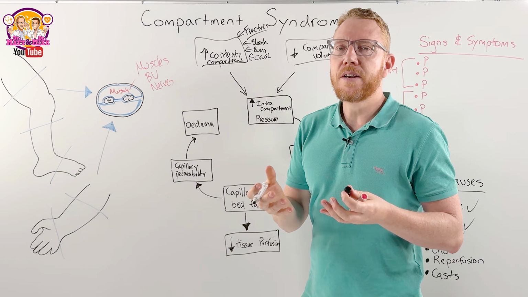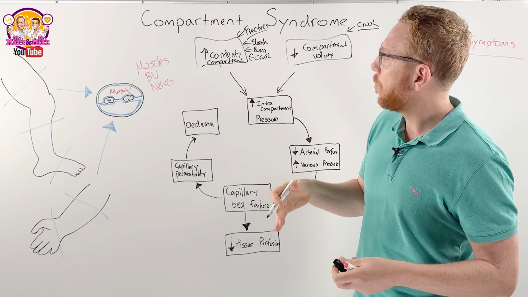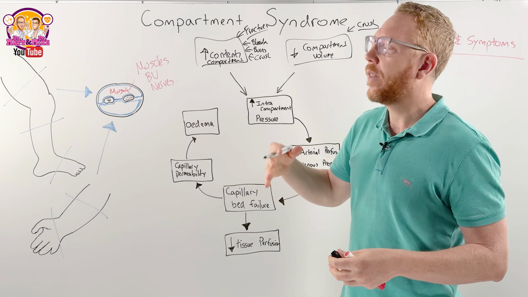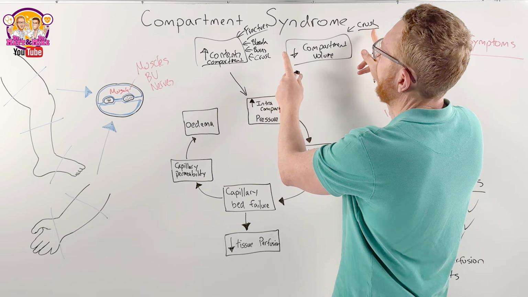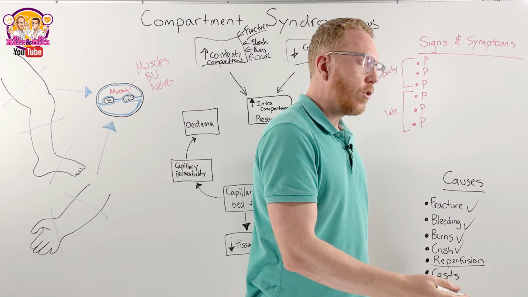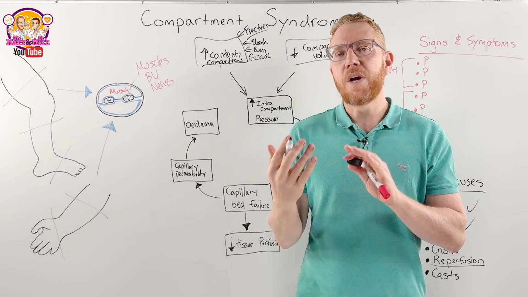and a whole lot of products caused by the injury, which then leads to contents building up in the compartment, therefore increased pressure. So crush could fit into both areas. We've also got reperfusion, so this would be ischemia reperfusion injury.